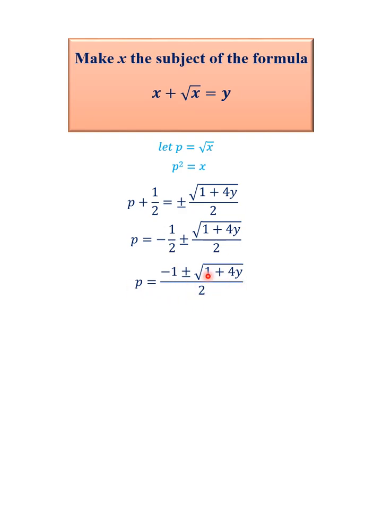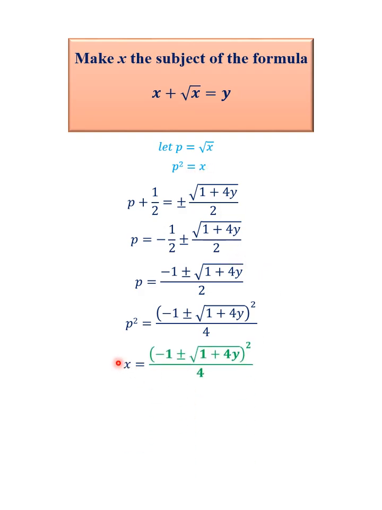Now, if we square both sides so that we have p squared, remember we are looking for x, so if we can find p squared, automatically we'll find x. So let's square both sides. If we square both sides, we have that p squared is equal to (minus 1 plus or minus the square root of 1 plus 4y) all squared all over 2 squared, which will also give us 4. So this is p squared. And recall, p squared equals x.